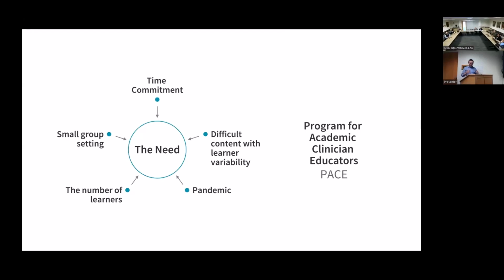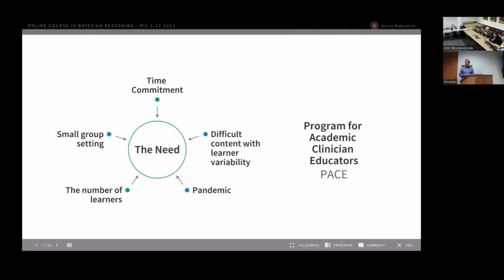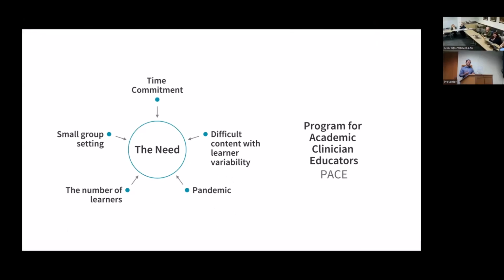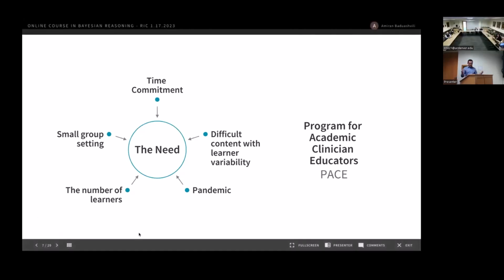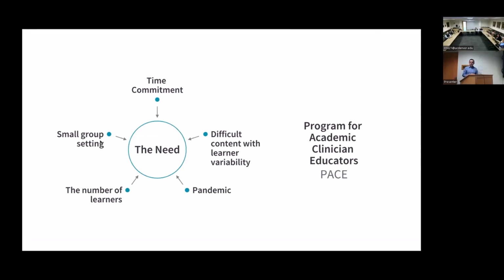And even within a single room, that was often variable. Some of that was also related to the pandemic and the need to create more online content for the learners. The number of learners I mentioned, and there was a variability in the learners as well. And again, a small group setting was important to keep that experience.